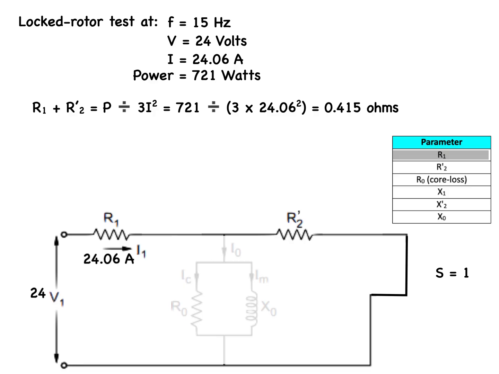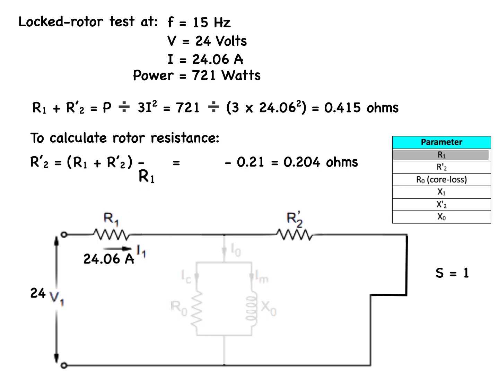We can calculate the rotor resistance by subtracting R1 from the combined stator and rotor resistance. R'2 is equal to R1 plus R'2 minus R1. That gives us ultimately 0.204 ohms. And this gives us another solution to our parameter table, R'2.